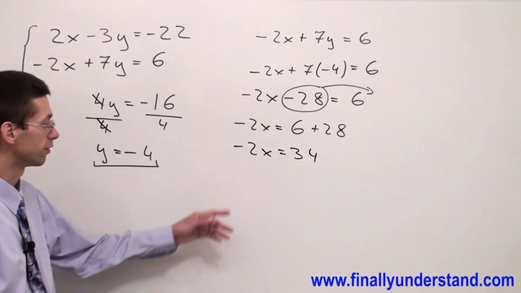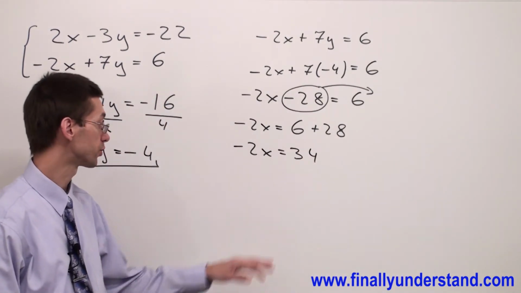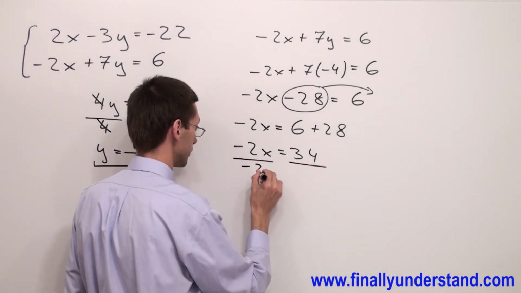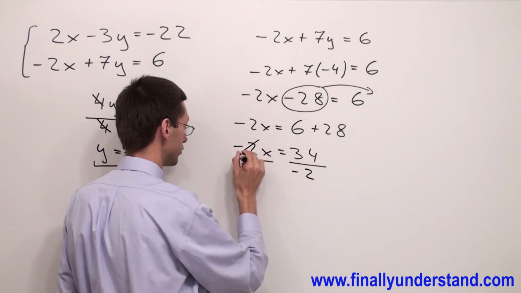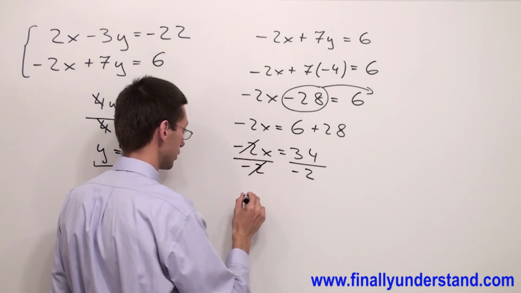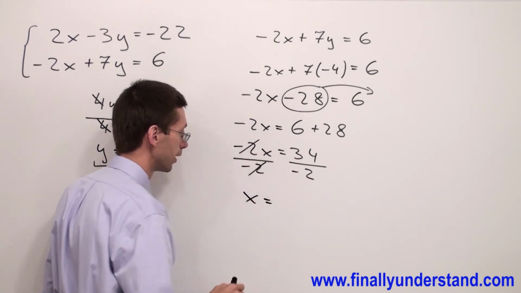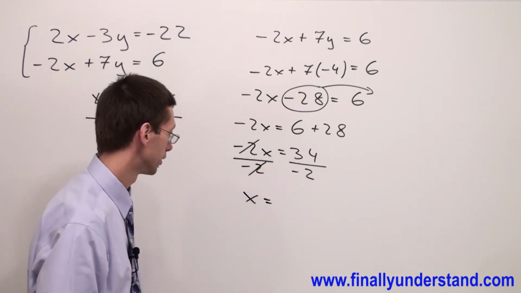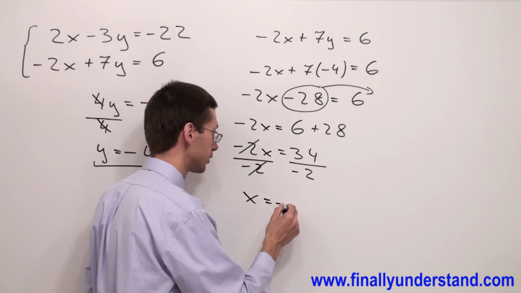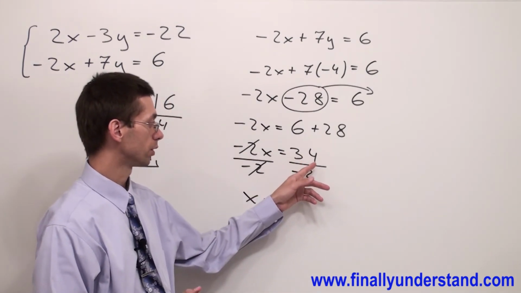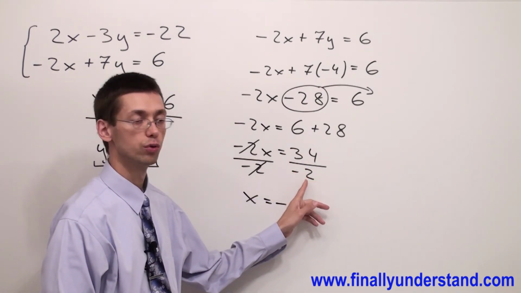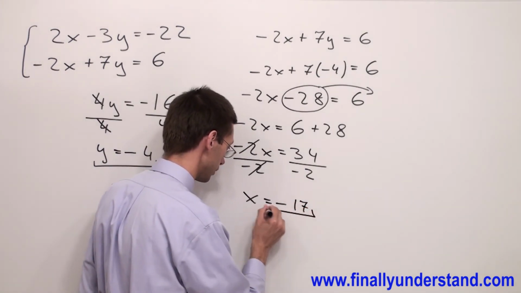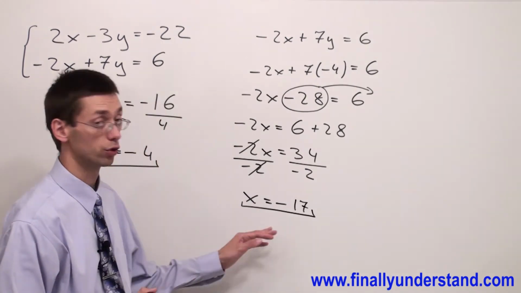In order to find the value of x, I have to divide both sides of the equation by -2. -2 and -2 will cancel out, and I have x is equal invisible positive divided by negative is negative. 34 divided by 2 is 17. This is my x coordinate.